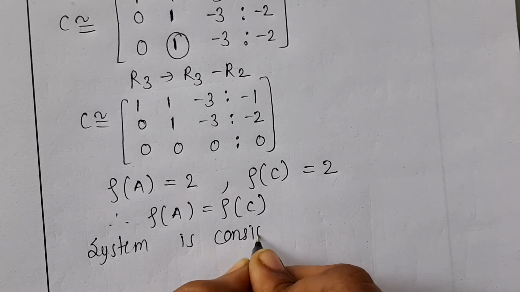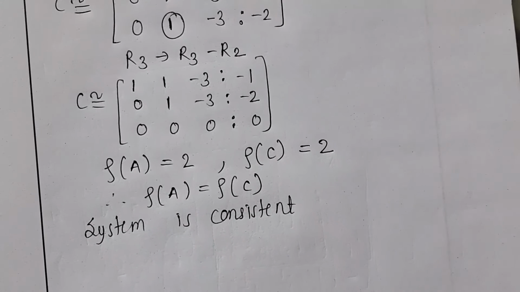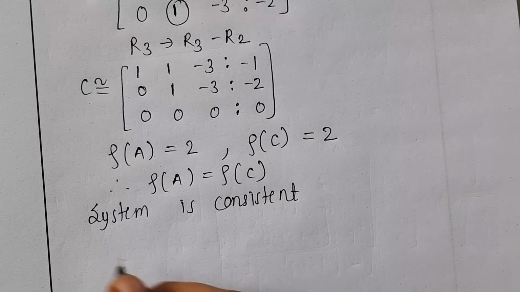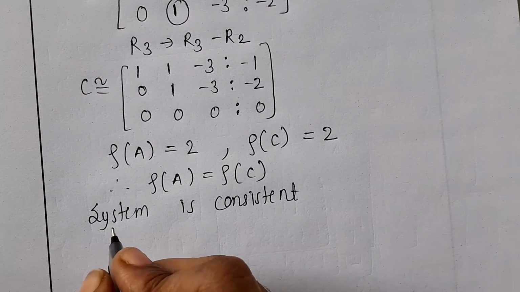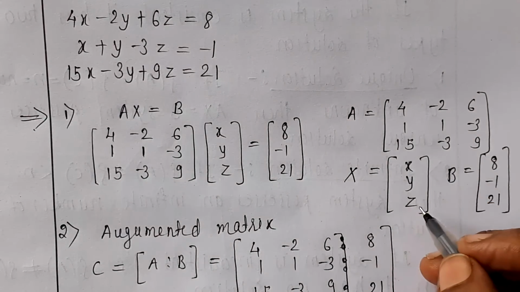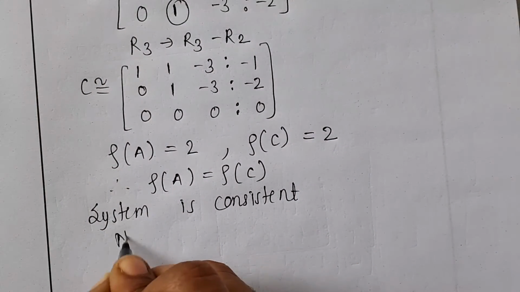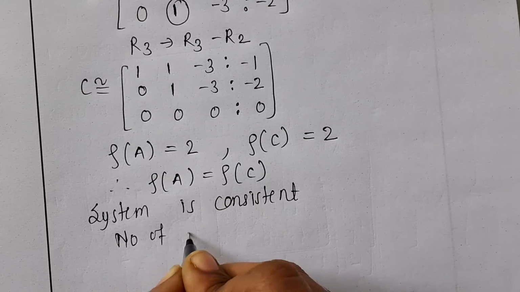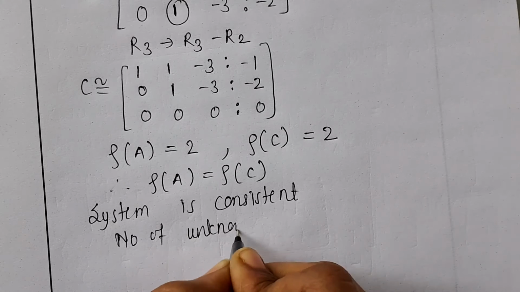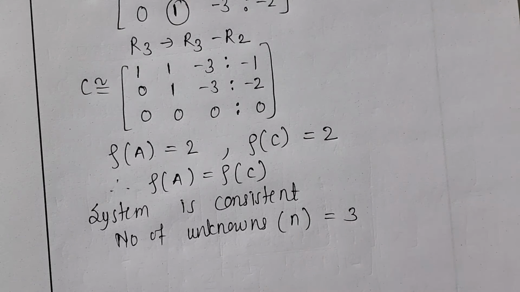Now if the system is consistent, we know that we have two types of solution, unique solution as well as infinite solutions. So which solution will we get? Let us check. What is the number of unknowns in this problem? In this problem we have x, y, z as 3 unknowns. We denote the number of unknowns by n, and this n value is equal to 3 here.